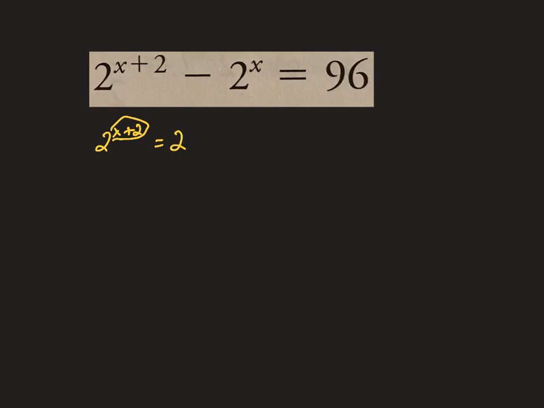So if I do 2 to the x, that means 2 times 2 times 2 times 2, x times, and this is 2 times 2 times 2 times 2, x plus 2 times, so 2 extra times. So this is going to be times 2 times 2. Right? So 2 to the x plus 2 is the same as 2 to the x times 2 times 2. It's 2 multiplied by itself x times, and then times 2 times 2. There's an extra 2 there.